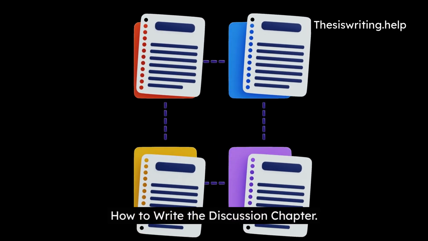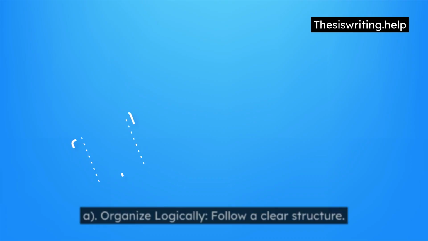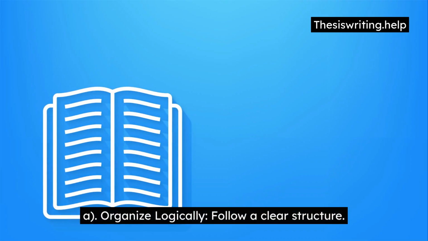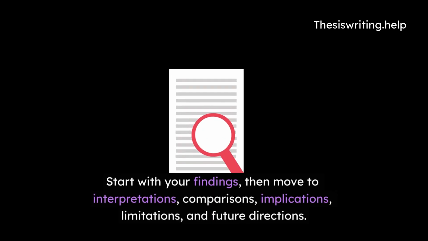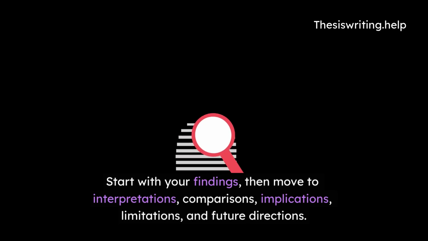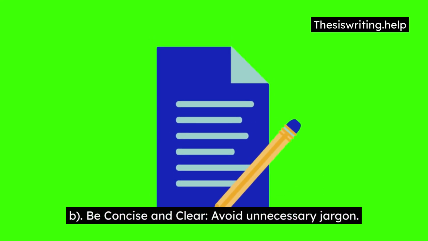How to write the discussion chapter. A. Organize logically. Follow a clear structure. Start with your findings, then move to interpretations, comparisons, implications, limitations, and future directions. B. Be concise and clear.